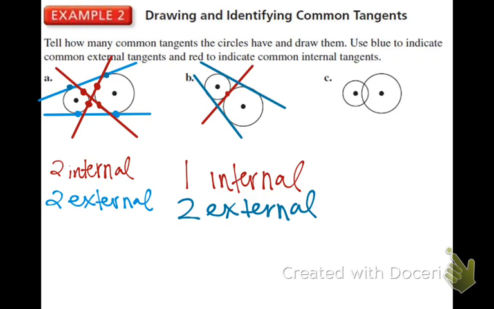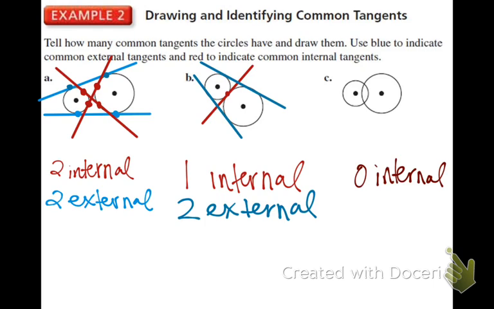Letter C, they're overlapping each other. Is there a way to draw a line into the circle without intersecting more than once? No, because they already overlap each other, so there is no internal tangent. So no internal tangents, if you want to write that. 0 internal.